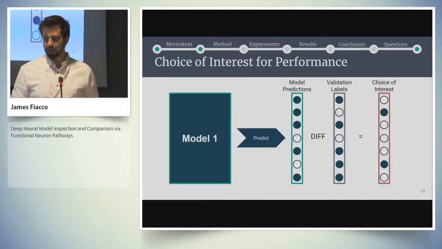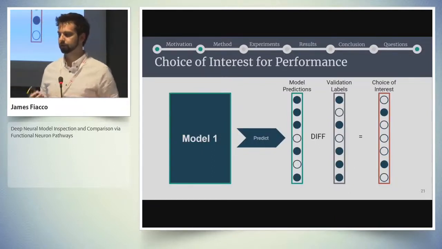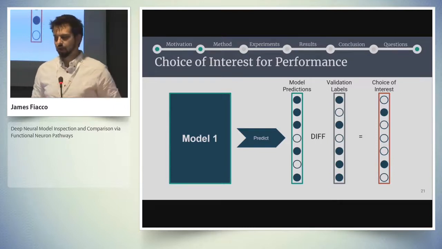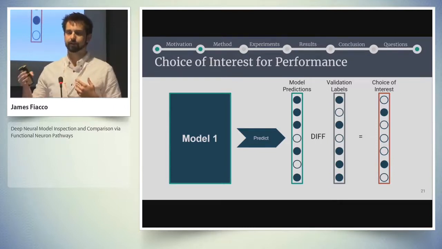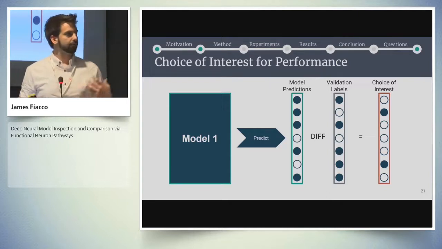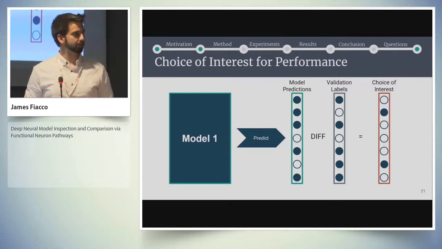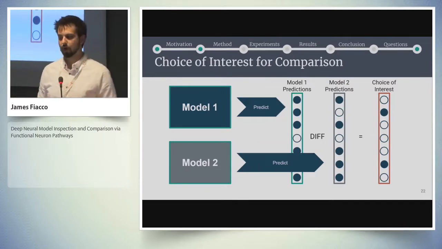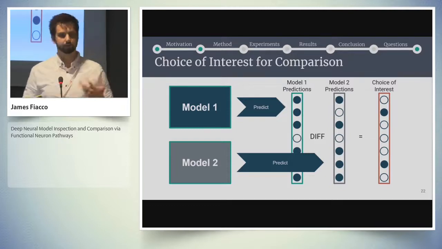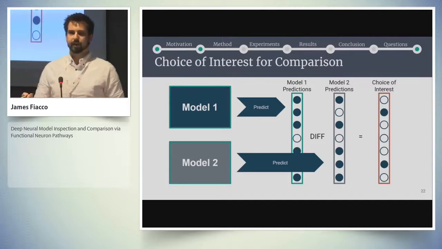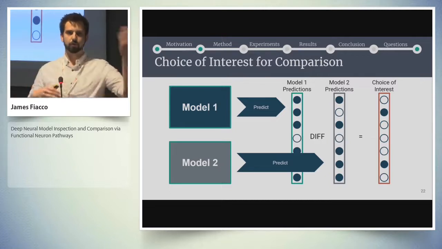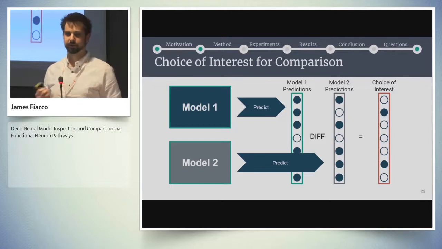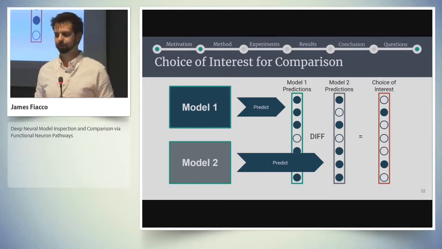For instance, if you want to know what your model is doing wrong, you just take the predictions of the model and the gold labels for your validation set, and create a new data set based on just the difference between those. You do something very similar if you're comparing two models, where you take the predictions from the two different models and compare them to get your choice of interest data set. Notably, in this case, you do have to do the interpretation approach for both models separately if you want to get interesting information, because it is kind of a directional interpretation approach.